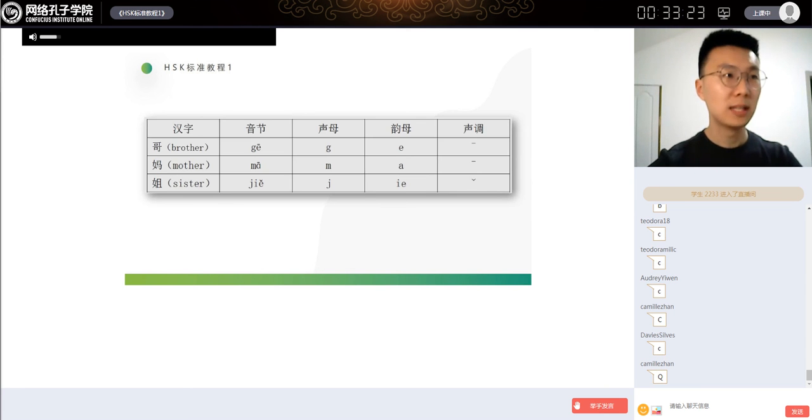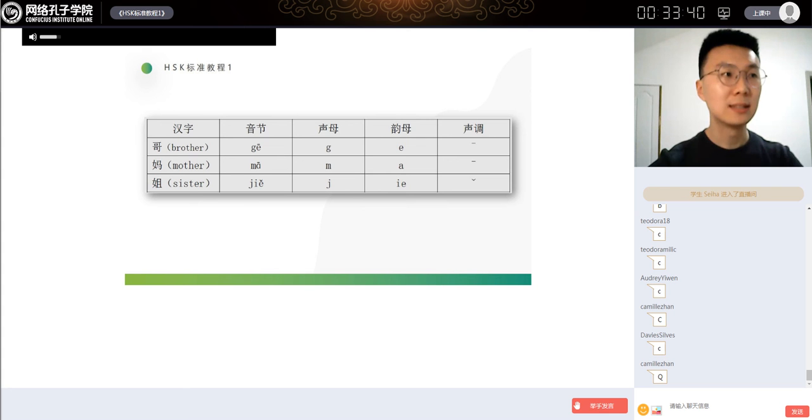Now we have learned 声母, 韵母 and 声调. We have learned initials, finals, and tones. When we put them together, we can read one syllable. Let's try the first one.